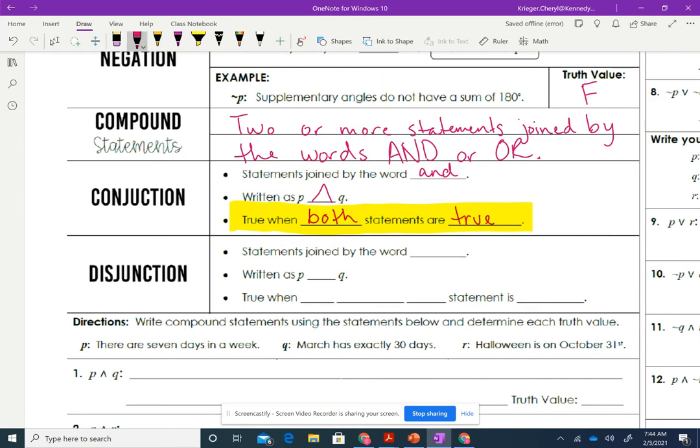A disjunction is two statements joined by the word or, and it's written as P or Q. A disjunction is true when at least one statement is true. That's what's important for disjunction, so I'll highlight that.